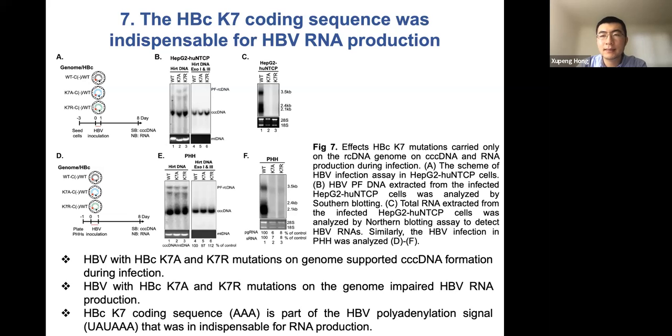When we looked at the coding sequence, we found it is AAA, which is a part of the HBV polyadenylation signal UAUAAA, which is indispensable for RNA production.